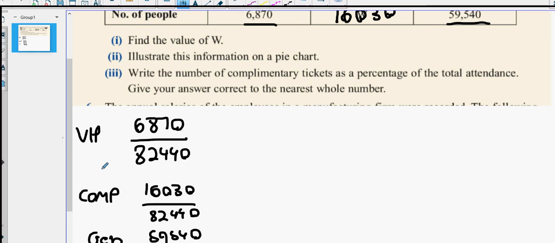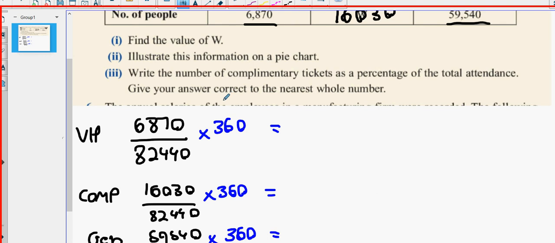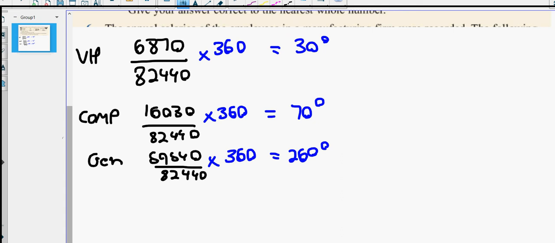Now, for every fraction, I have to multiply them by 360. What does the 360 do? Converts them into angles for me. Okay, what do you get for the first one? And we get the VIP one? 30 degrees? Yeah. The complimentary. And then by process of elimination, the other one will have to be 260.